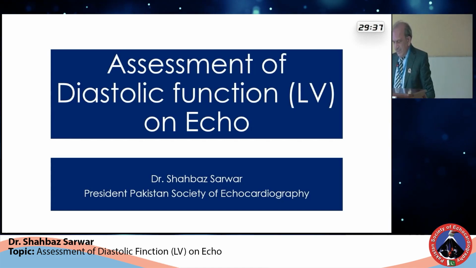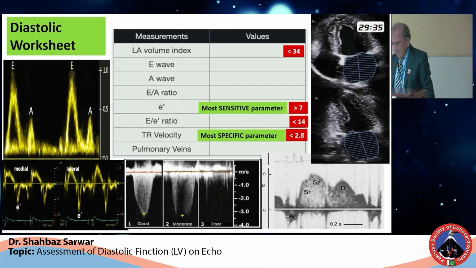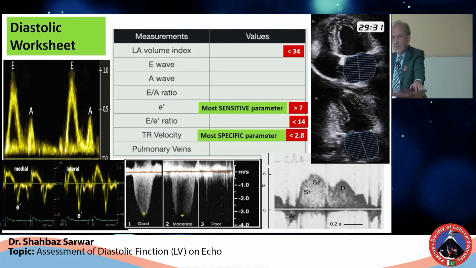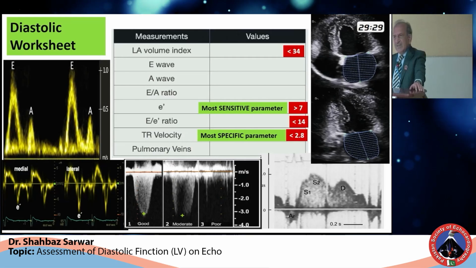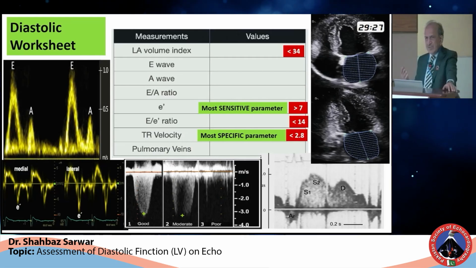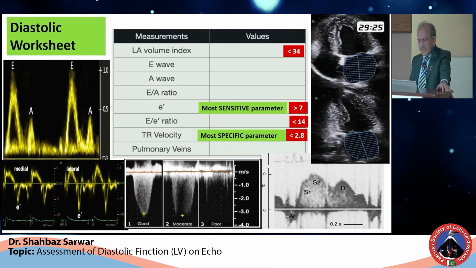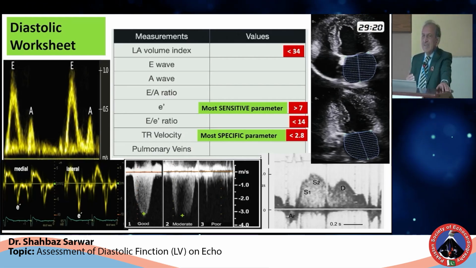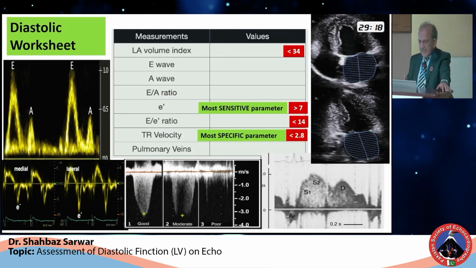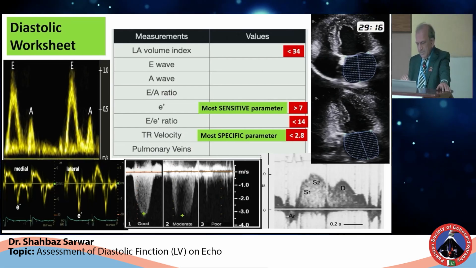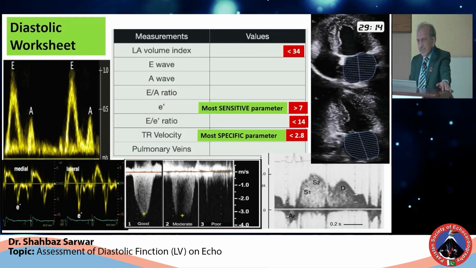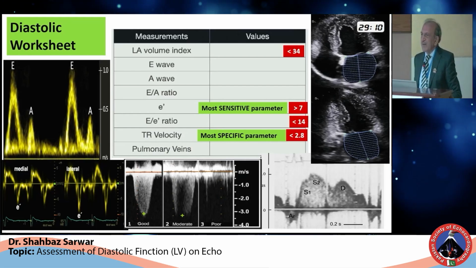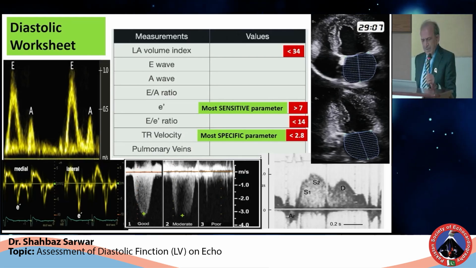So now we move towards the diastolic function. For diastology, we need a worksheet. Like as we were doing for systology, there are different things which were needed; for diastology, there are different things which are needed. The point of making this important here is because a lot of the times we do see people not commenting on diastology.